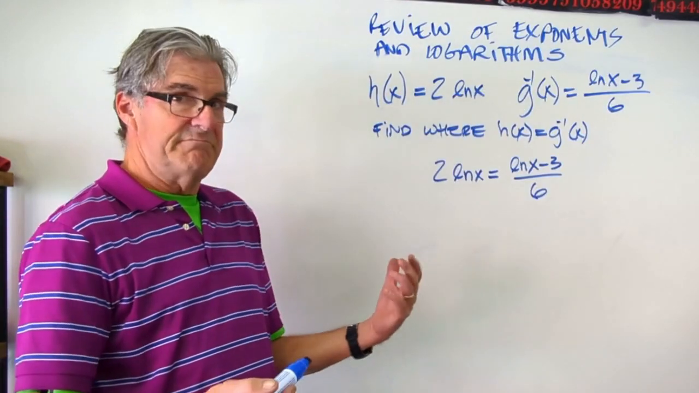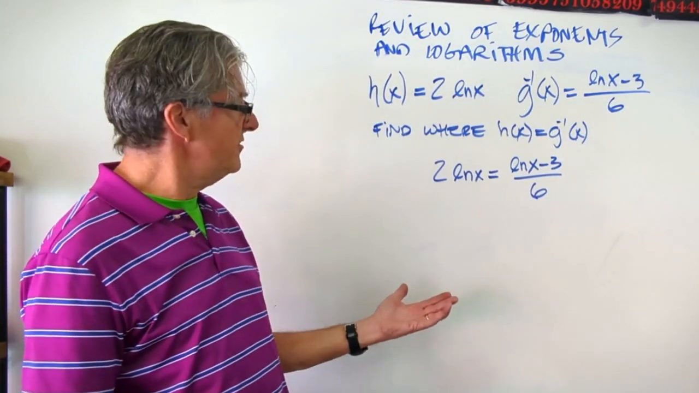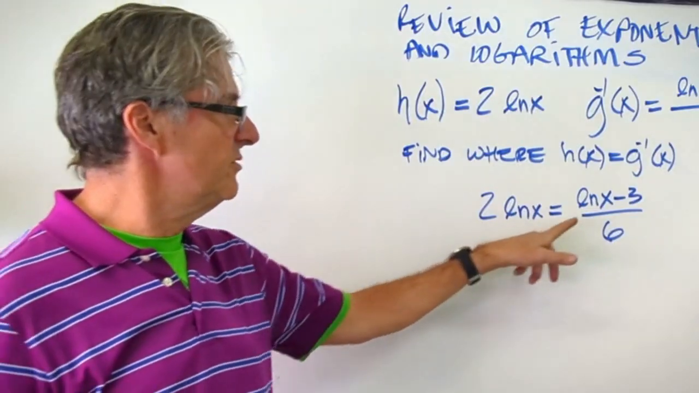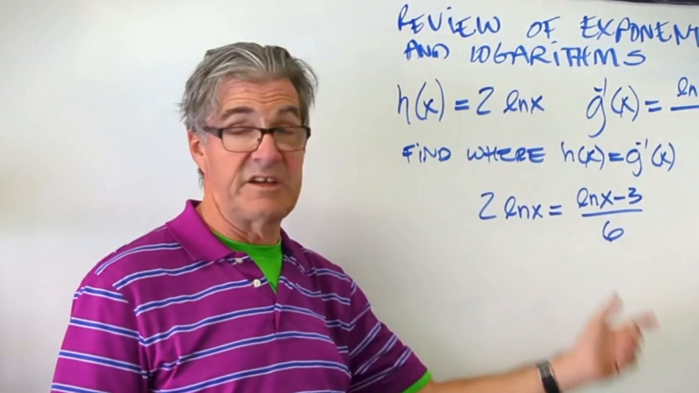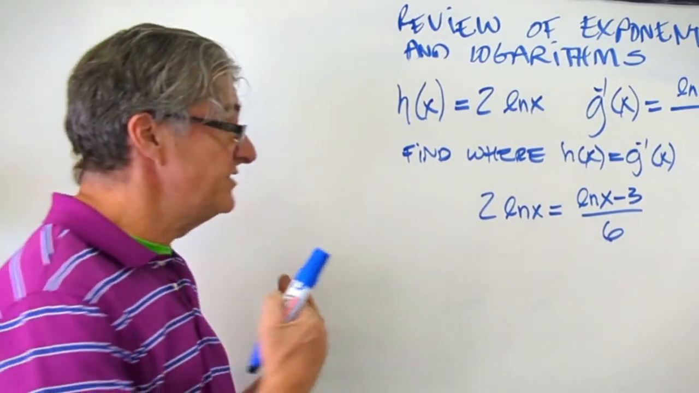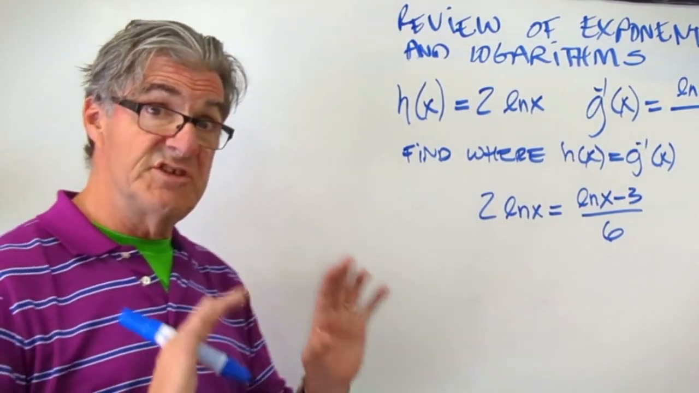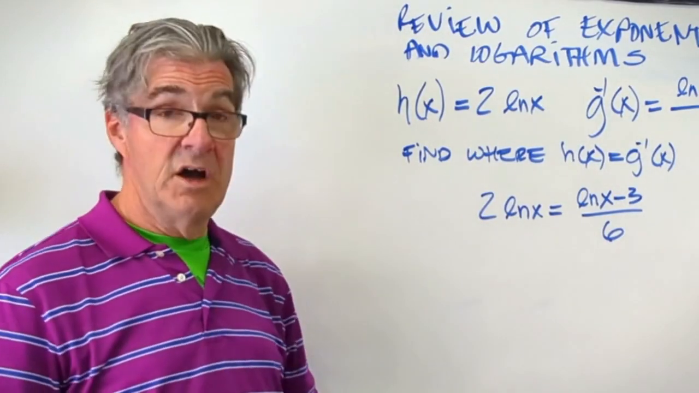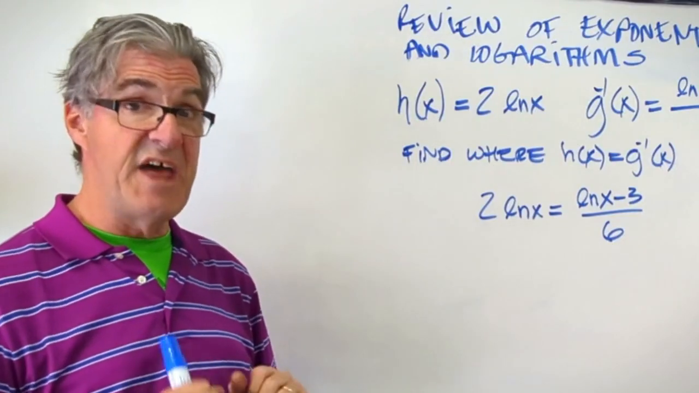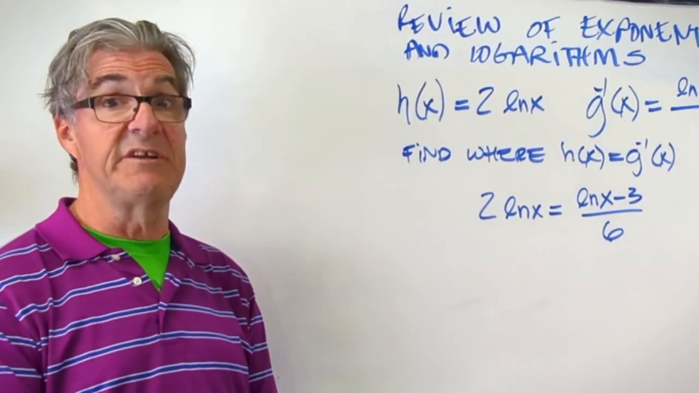Okay, so I just set the two functions equal to each other. I have twice the natural log of x equals natural log of x minus 3 over 6. Now, let's go ahead and solve this equation. So a lot of basic equation solving techniques are in play here. Go ahead and pause the video and do that and take it as far as you can get it.